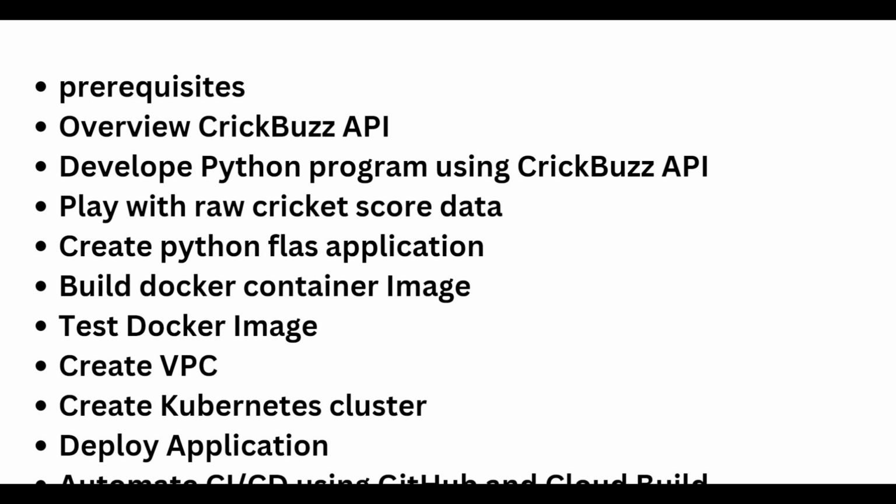Then we'll create a Python Flask application, which is a web application. Forgive me for the spelling mistake here, it should be Flask, I missed the K. We'll create the Python Flask application and publish our cricket-related data, or cricket score, on a Python web application. We'll test that application locally by running python app.py first.